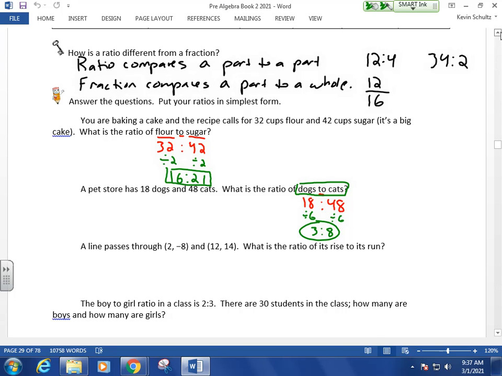A line passes through (2, -8) and (12, 14). What is the ratio of its rise to its run? This is essentially asking to find slope using the slope formula, y2 minus y1 over x2 minus x1. But it draws attention to the fact that here is one example where a ratio is written as a fraction. It's comparing the part we rise to the part that we run. So just a little word on that. Slope is that rare circumstance when we do write a ratio as a fraction.